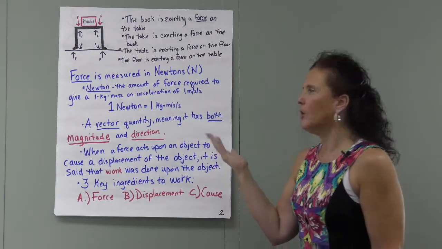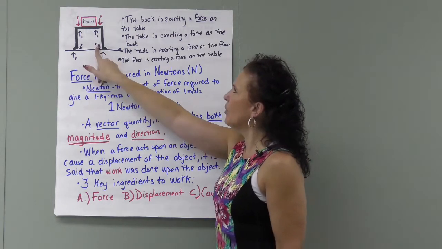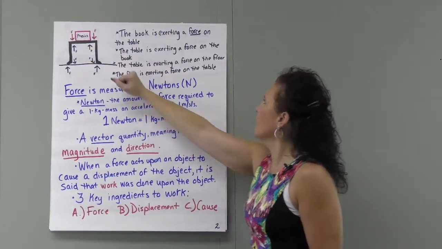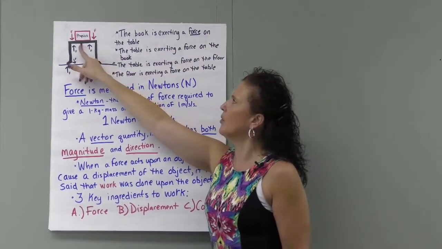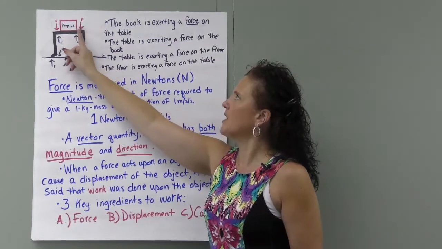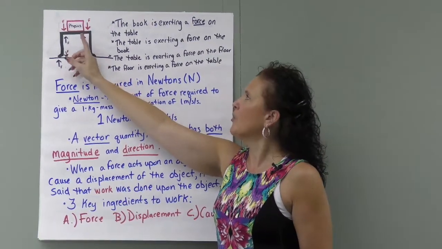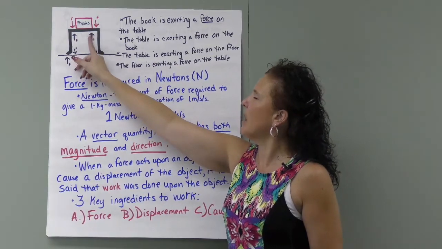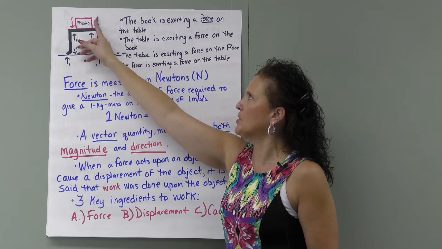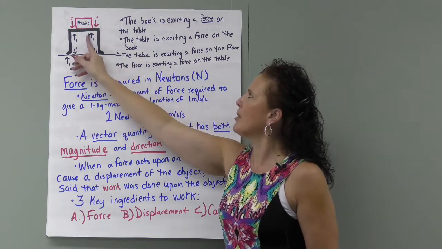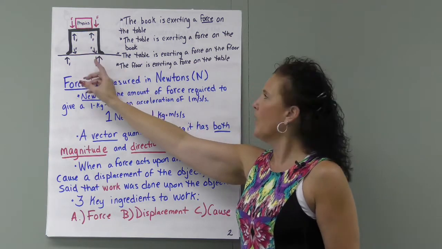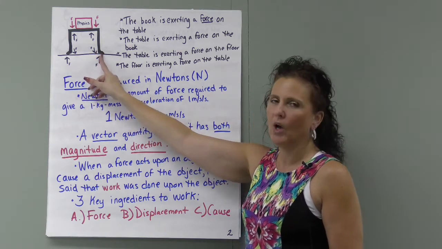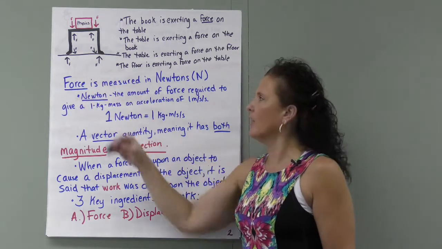I drew a little picture for you up here. This is just a table and a book, rather, sitting on a table. The book is exerting a force on the table. So here we have the book. Here's the force arrow going down, right? But in order for this book to remain on this table, the table is pushing back up with the same amount of force on the book. So we have the force of the book on the table and the force of the table on the book. Also, we have the force of the table on the floor and the force of the floor on the table. Those are all of the forces in our diagram here.